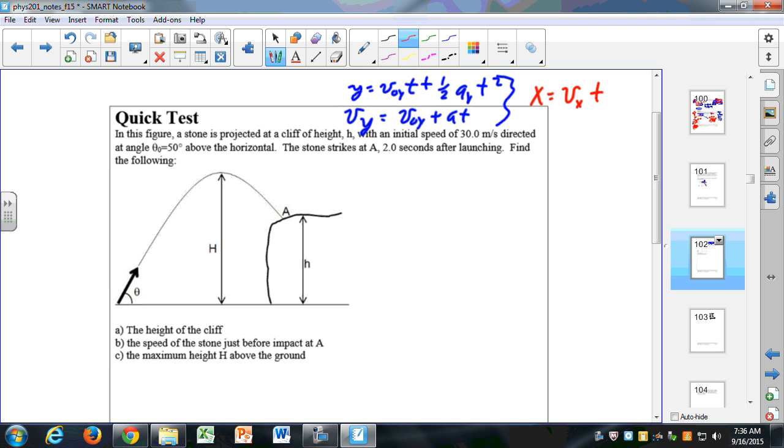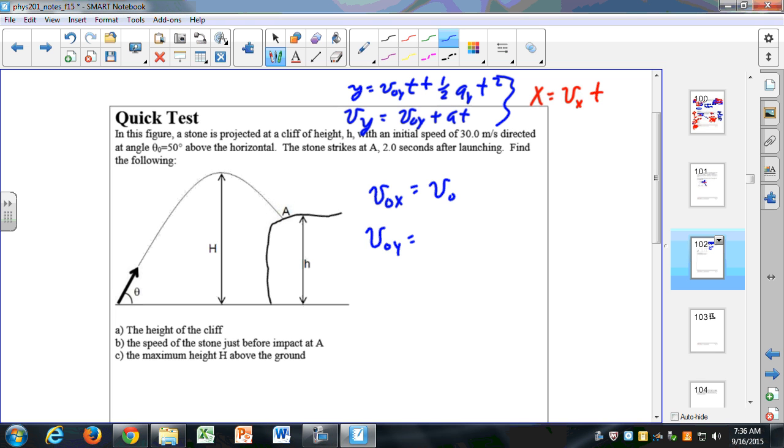What will be the first step on this problem? Right. You want to break into your x and y, which means you'll want to find what? Right, you want to find the x and y components. That's almost always going to be the case. So I'm just going to go ahead and do that up here. V naught x and V naught y.